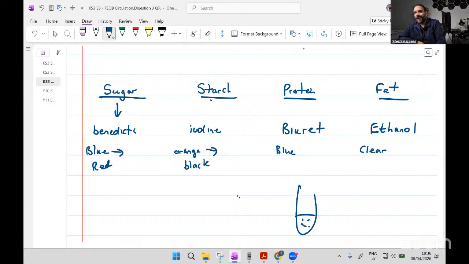For protein, biuret starts blue and it changes to pink or purple if we've got protein in this biscuit, or whatever it might be. And for fat, if we're testing for fat, we add ethanol and it changes from clear to a cloudy white color. If you can remember these, it does make life a lot easier.